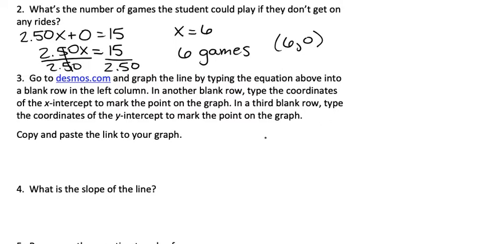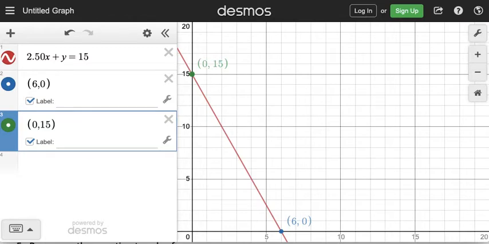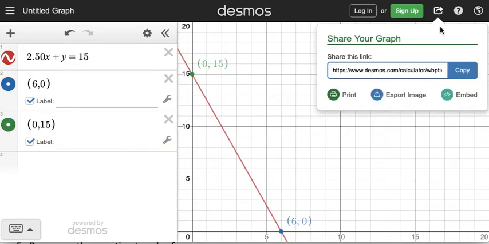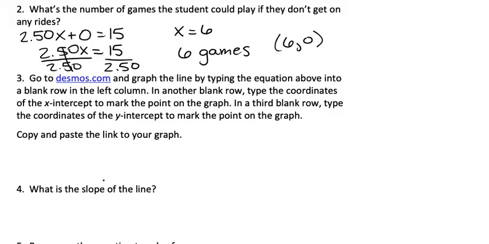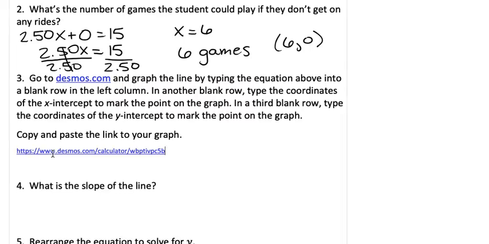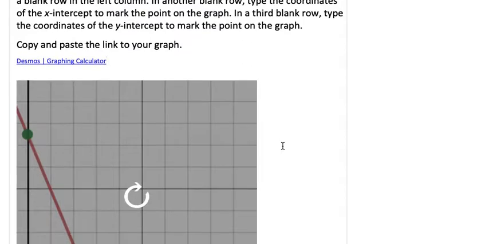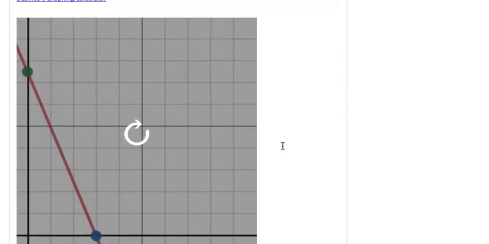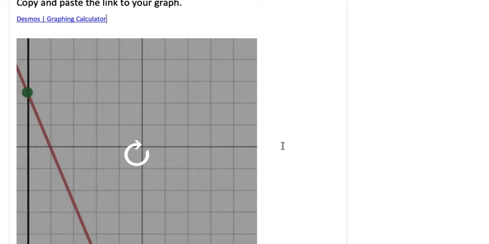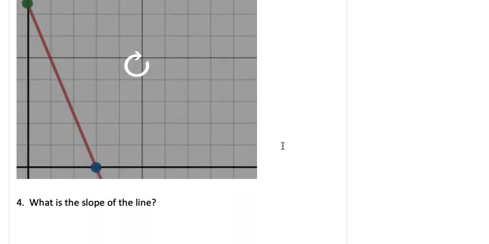And then the last part of this question is telling me to copy and paste the link to my graph. So remember, when you're on the Desmos website, in order to do that, what you want to do is click on this box with the arrow in it that says Share Graph. Then you will copy the link by clicking on Copy, and then go to your Word document and paste the link. Now, I'm doing this in OneNote, which is why my links always convert automatically to an image of the graph. If you're doing this in Word, that won't happen for you. You'll just see a regular hyperlink, and that is totally fine.